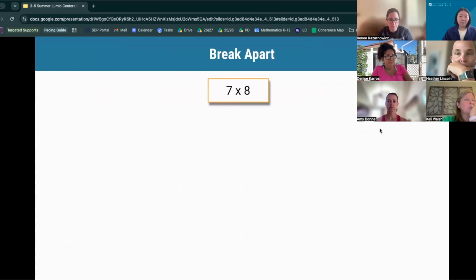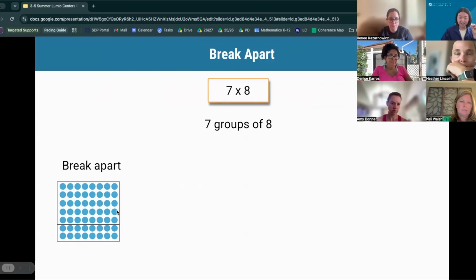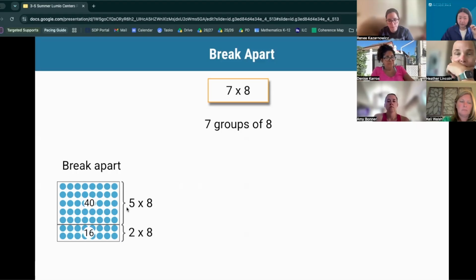Last but not least, we have a break apart strategy. A break apart strategy also anchors on the fact that we know multiplication is equal groups. So if I have 7 times 8, thinking of it as 7 groups of 8, I'm going to break up my 7 groups of 8. We have 8 over here and 7 going up and down. So I'm going to break down my 7 groups of 8 into 5 groups of 8 and 2 groups of 8. Remember, my 5s and my 2s are those foundational facts.